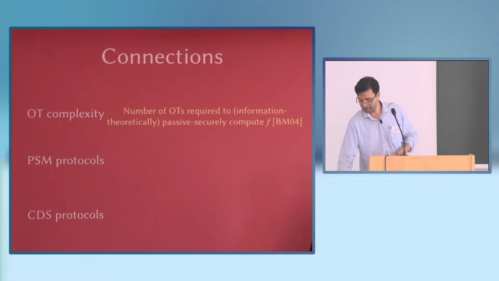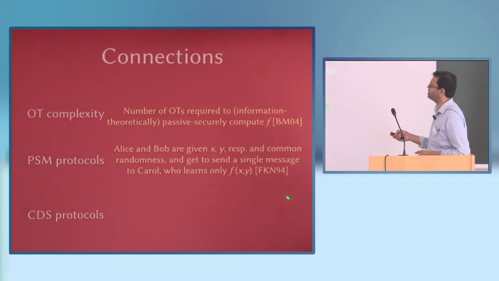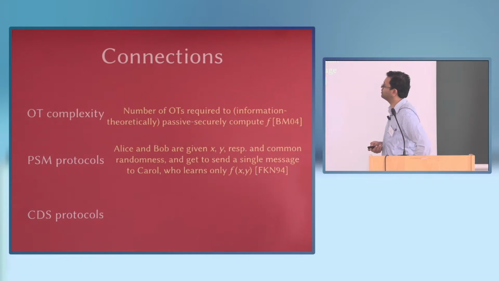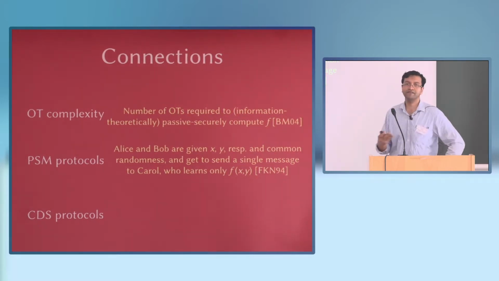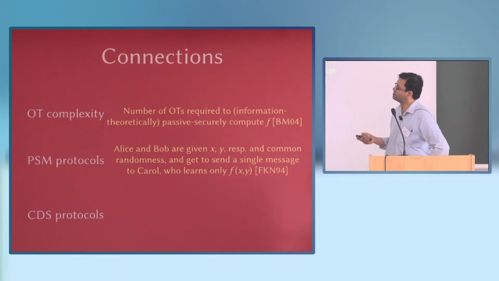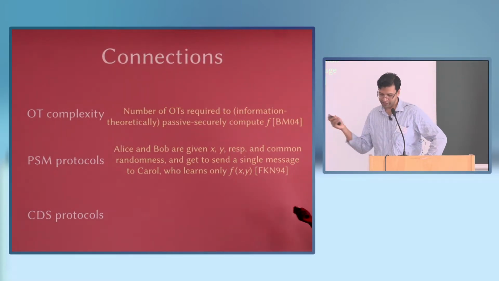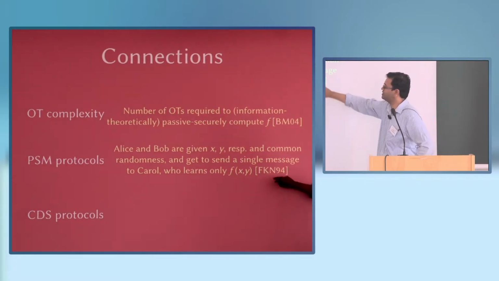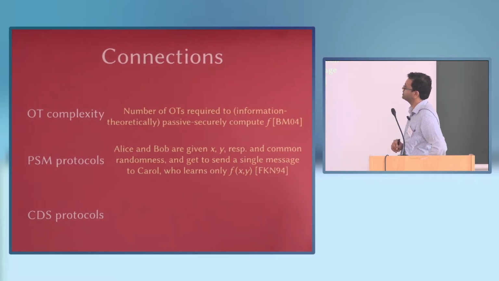Another thing is what's also called the FKN protocol. Feige, Kilian and Naor introduced this notion of a very minimal secure computation model. Yuval and Eyal refined it and gave it the name private simultaneous messages. So I'm using it in the sense that FKN originally defined it.